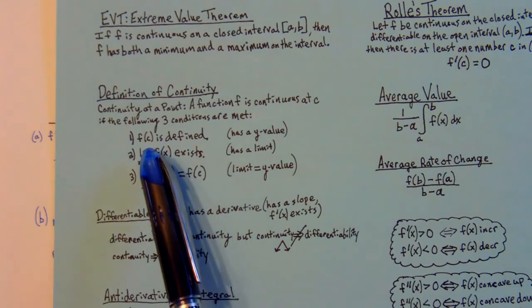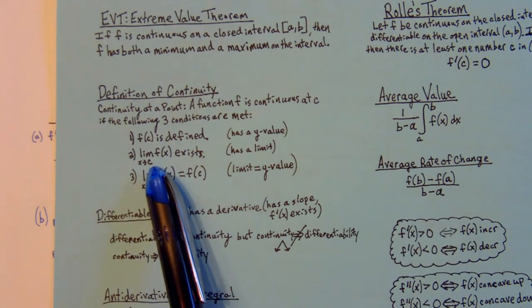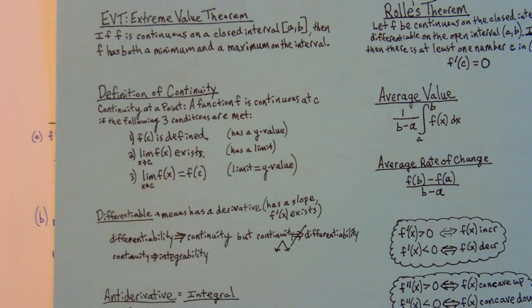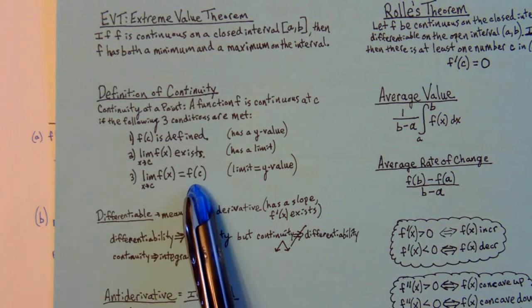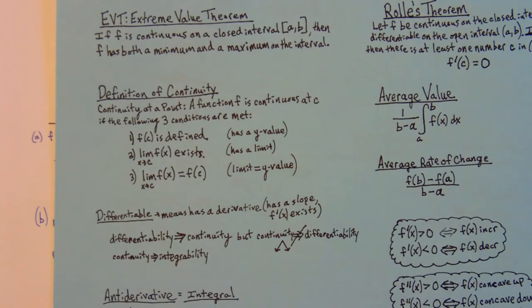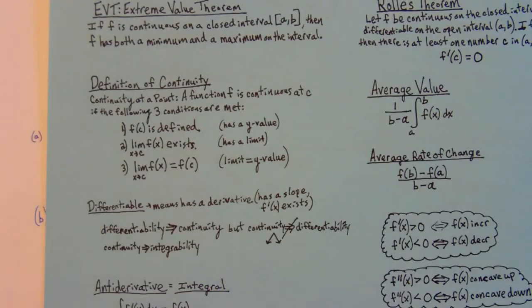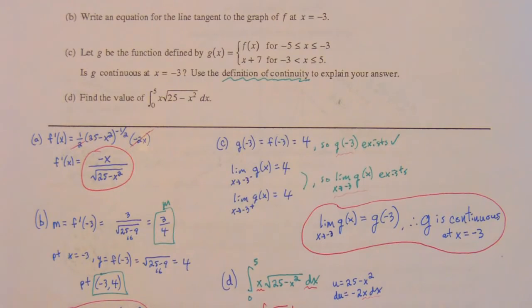Continuity at a point, you have to have a y value, so f of c is defined, and then the limit as x approaches c exists, okay? And it's a finite number. And then the limit has to equal the y value. So you have to have a limit, you have to have a y value, and they have to be equal to each other. So what I want you to do on these is plug it into both of them, see if you get the same thing, but then you have to write it down with this limit notation.